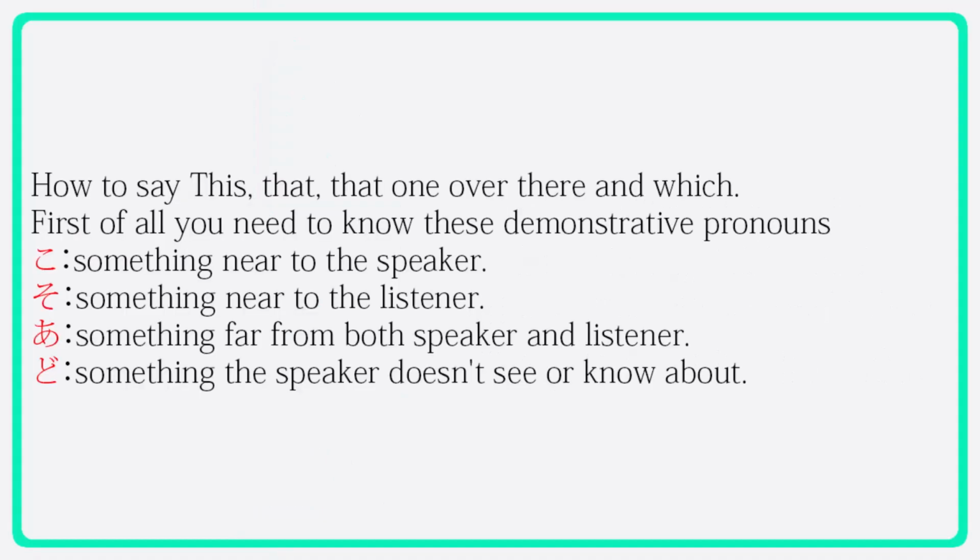How to say this, that, that one over there, and which. First of all, you need to know these demonstrative pronouns. Ko, something near to the speaker. So, something near to the listener. A, something far from both speaker and listener. Do, something the speaker doesn't see or know about.